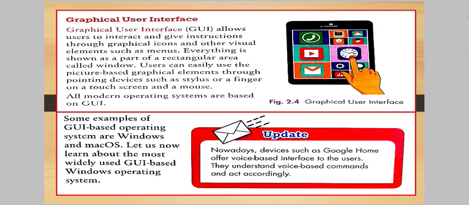All modern operating systems are based on GUI. Some examples of GUI based operating systems are Windows and Mac.